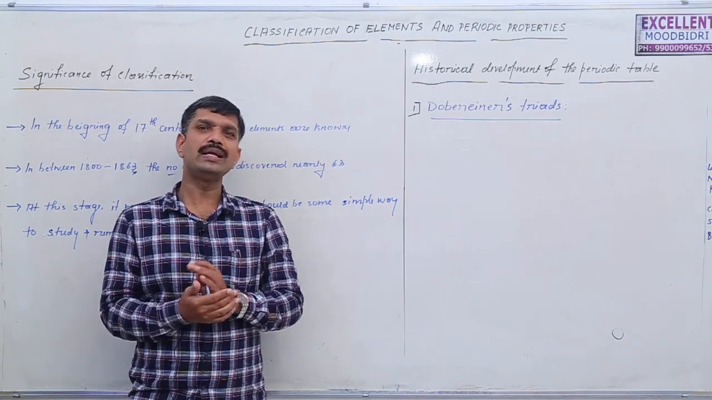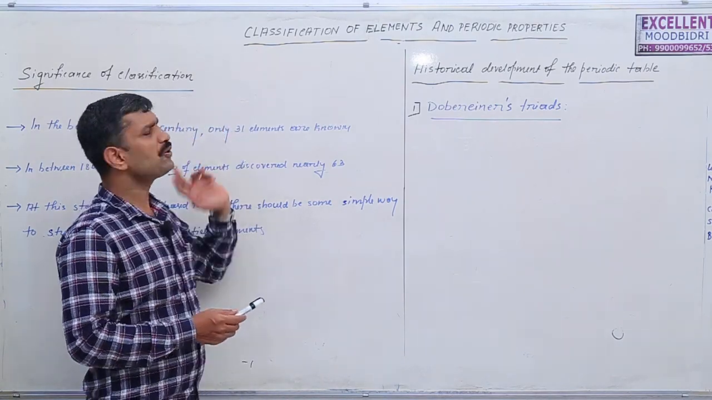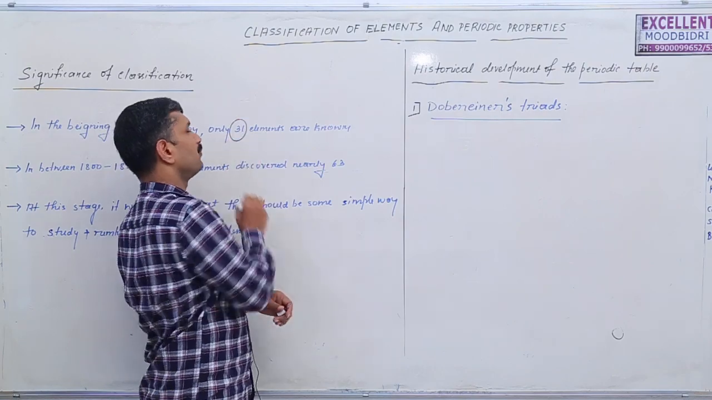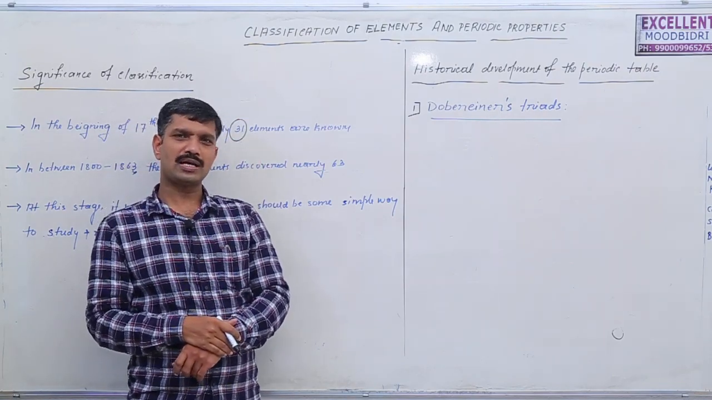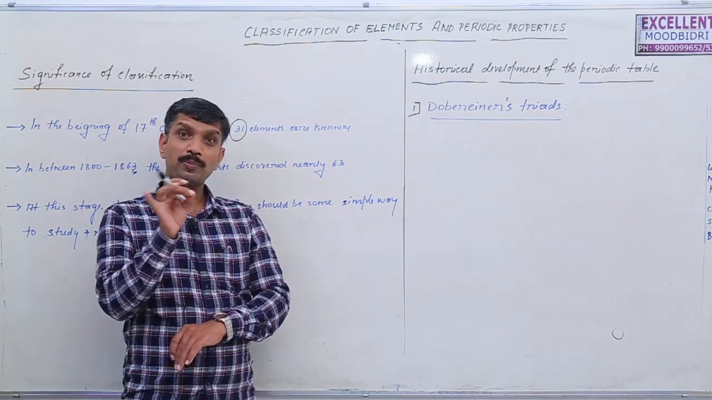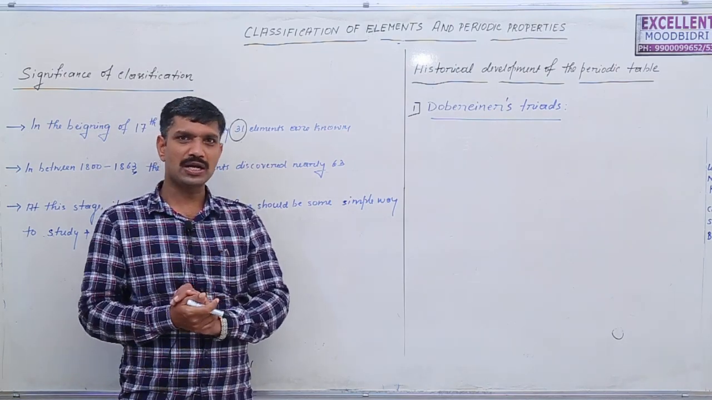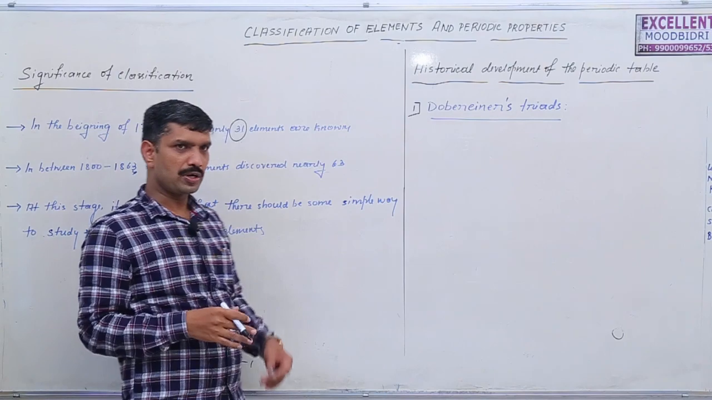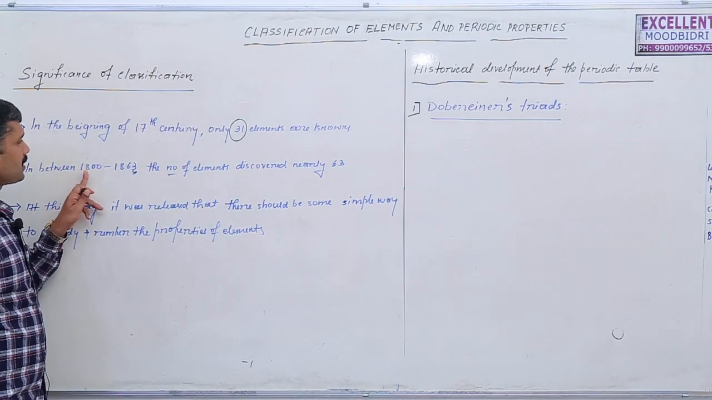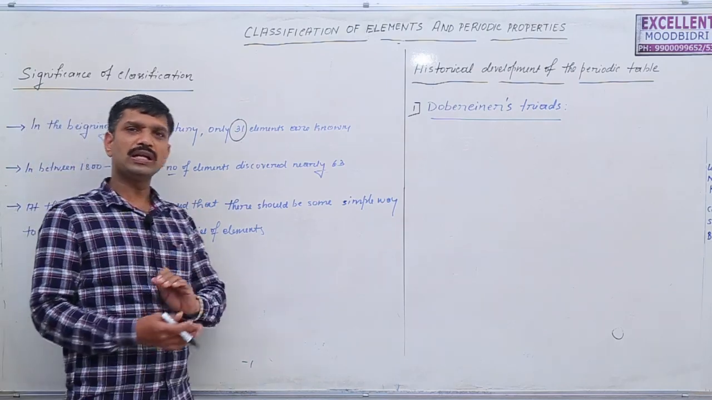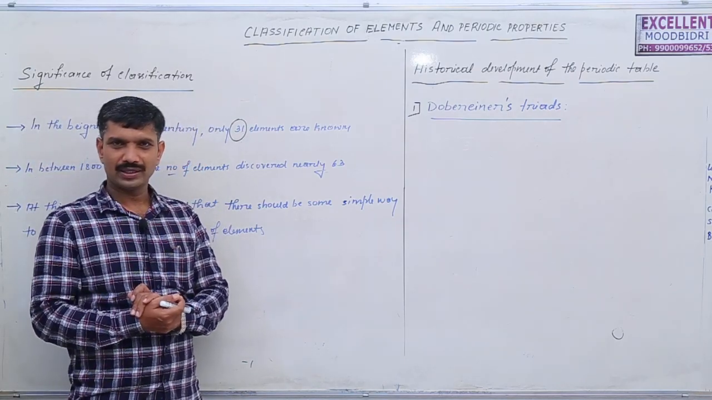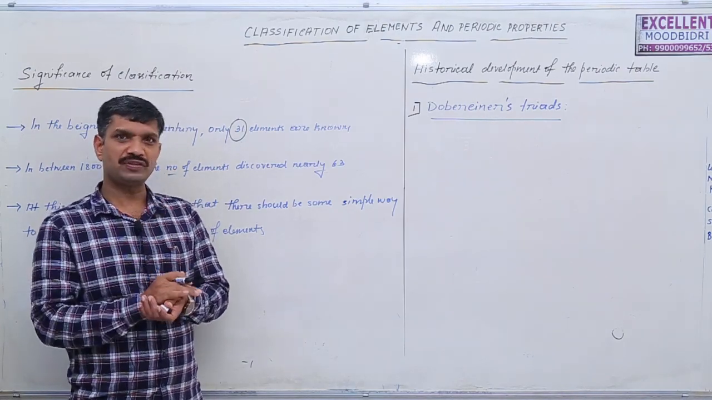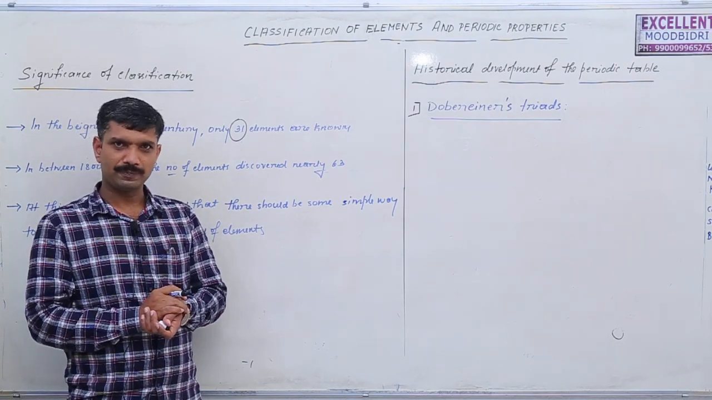Actually, in the beginning of the 17th century, only 31 elements were known. And it was very easy to remember the names and properties of these elements because only 31 elements were known in the beginning. But by 1863, the number of elements discovered was nearly 63, and hence it became very difficult to remember the names and properties of the elements, including physical and chemical properties.